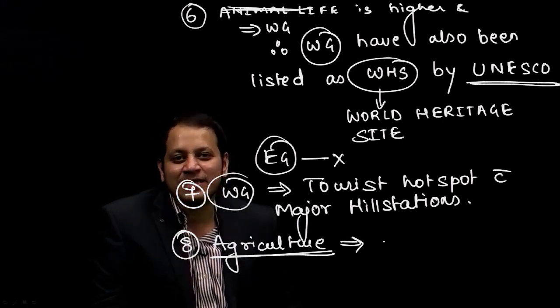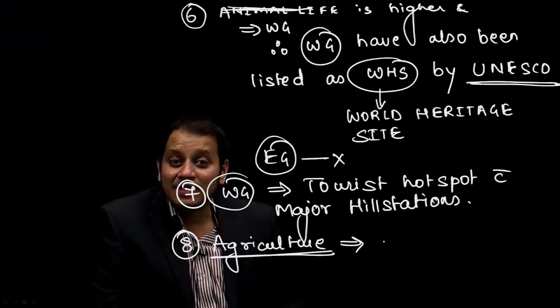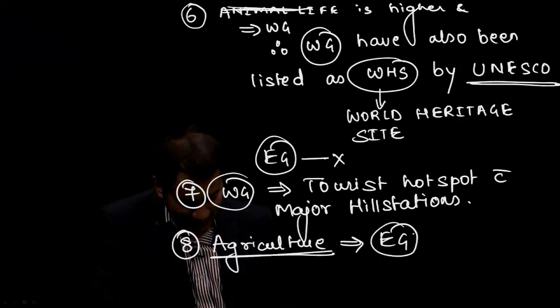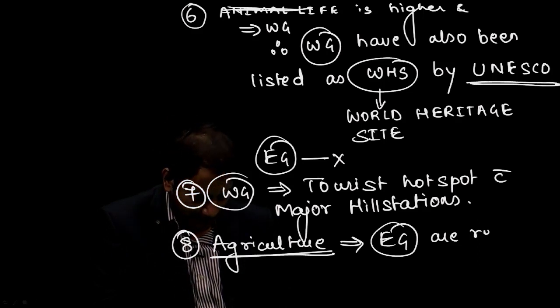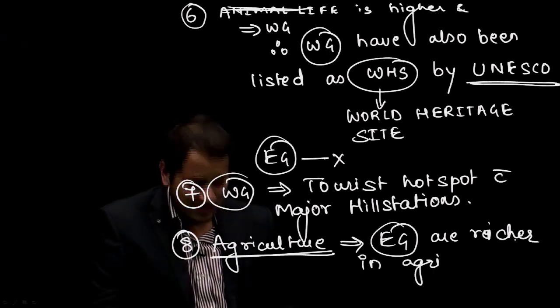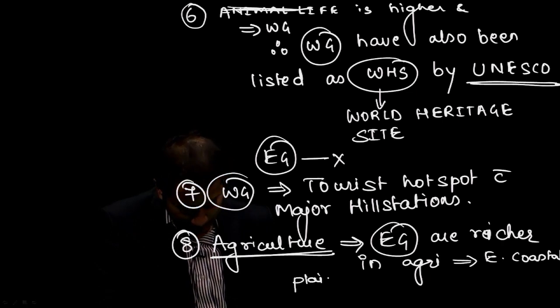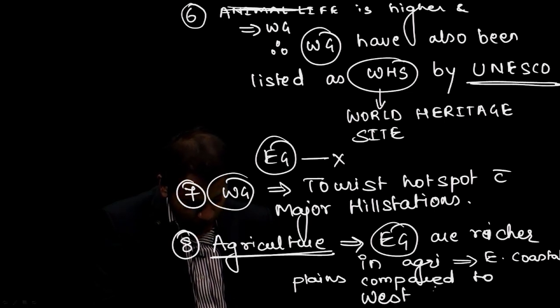The Western Ghats is a highly forested region. It is a steep mountain system with laterite soil, so agriculture is not that possible. Remember, Eastern Ghats are richer in agriculture. In fact, not even the Eastern Ghat region, but the eastern coastal plains are richer in agriculture compared to the west coastal plains.